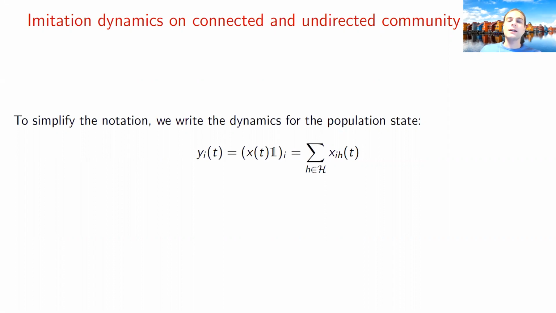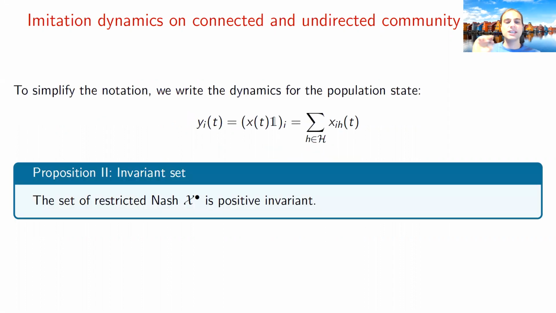So for network imitation dynamics on connected and undirected community networks, we can prove an important property, that the set of restricted Nash is positive invariant. And this will be quite important to prove convergence. And what I want to stress is that in general, if the network is not undirected, this is not true. And also here, it's not hard to show counterexamples.